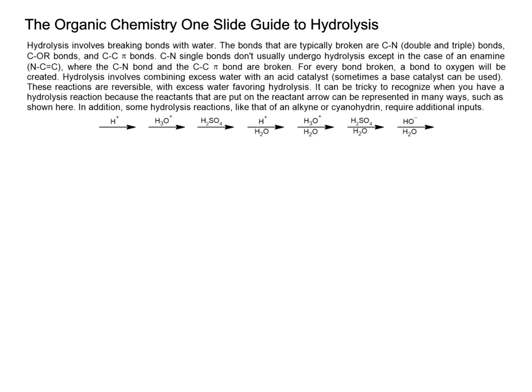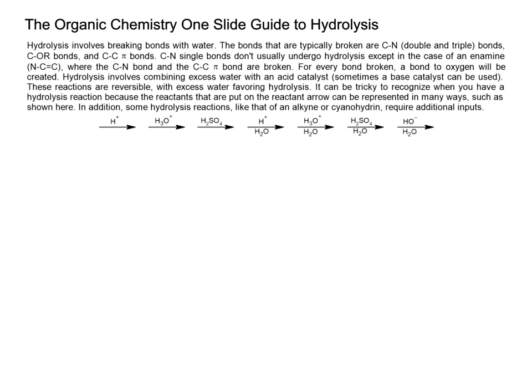Now, hydrolysis involves combining excess water with an acid catalyst, and sometimes a base catalyst can be used instead. These reactions are reversible, with excess water favoring hydrolysis. It can be tricky to recognize when you have a hydrolysis reaction because the reactants that are put on the reactant arrow can be represented in many different ways, such as shown here.